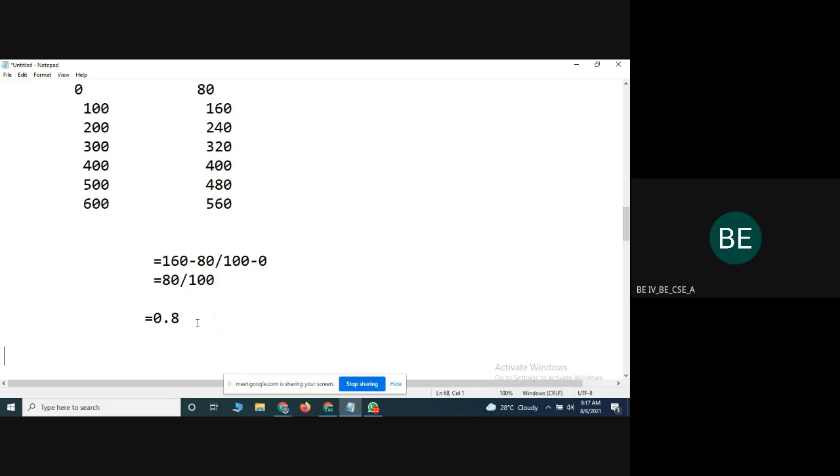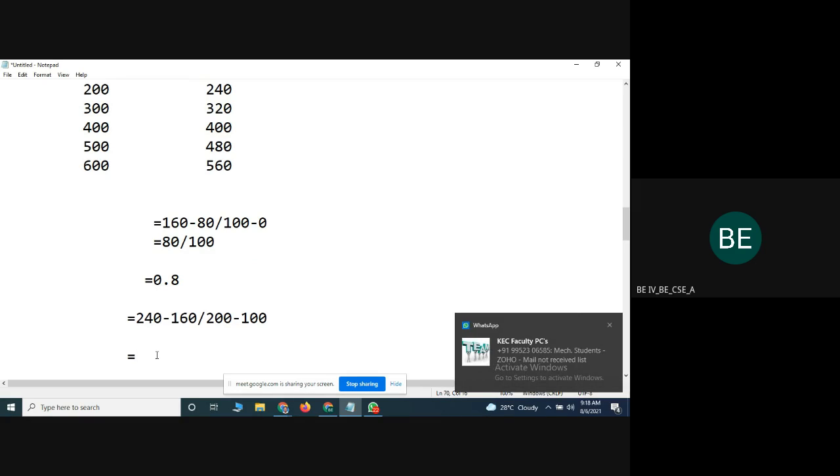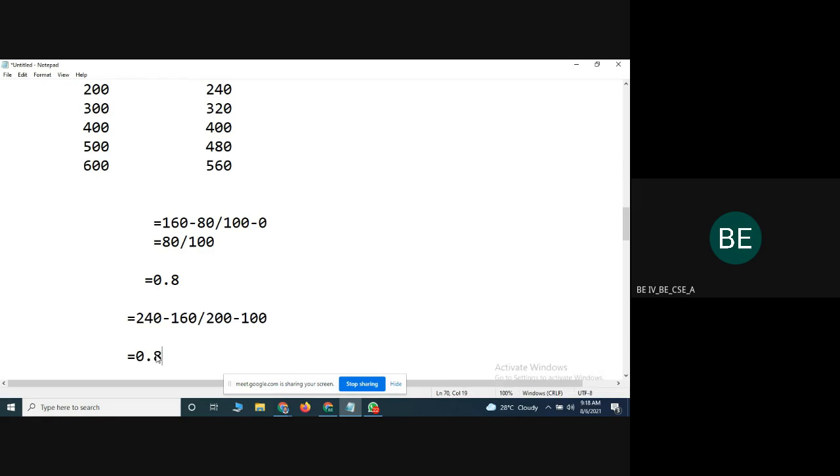Take the next case also. The formula is change in consumption divided by change in income. Consider the third case. The current consumption is 240 and the previous one is 160 rupees. Divided by change in income: the current income is 200 rupees minus 100. This is the way you find the marginal propensity to consume. If you calculate, the final answer is 0.8.